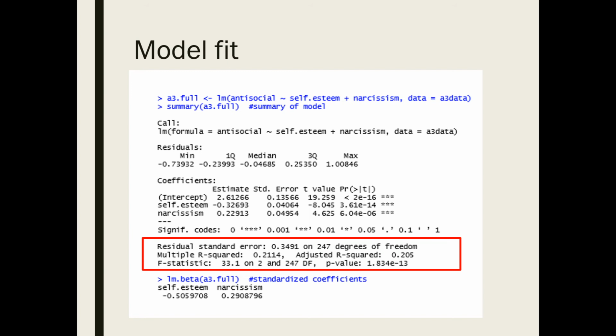And so this section allows us to evaluate how well each of our models fits the data in question. At the top here, we have information about the residual standard error, but that's not necessarily super important to us. What we care most about are the other two lines. So our multiple r squared in this case is 0.2114. And this tells us that together, self-esteem and narcissism will explain 21.14% of the variance in antisocial behavior in this particular data set.